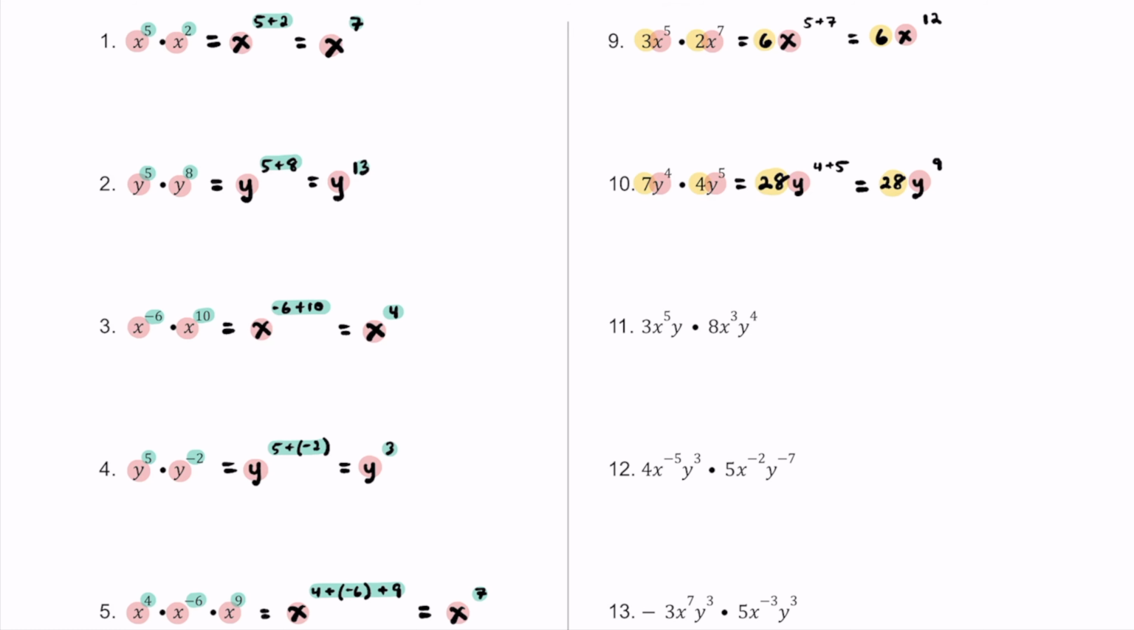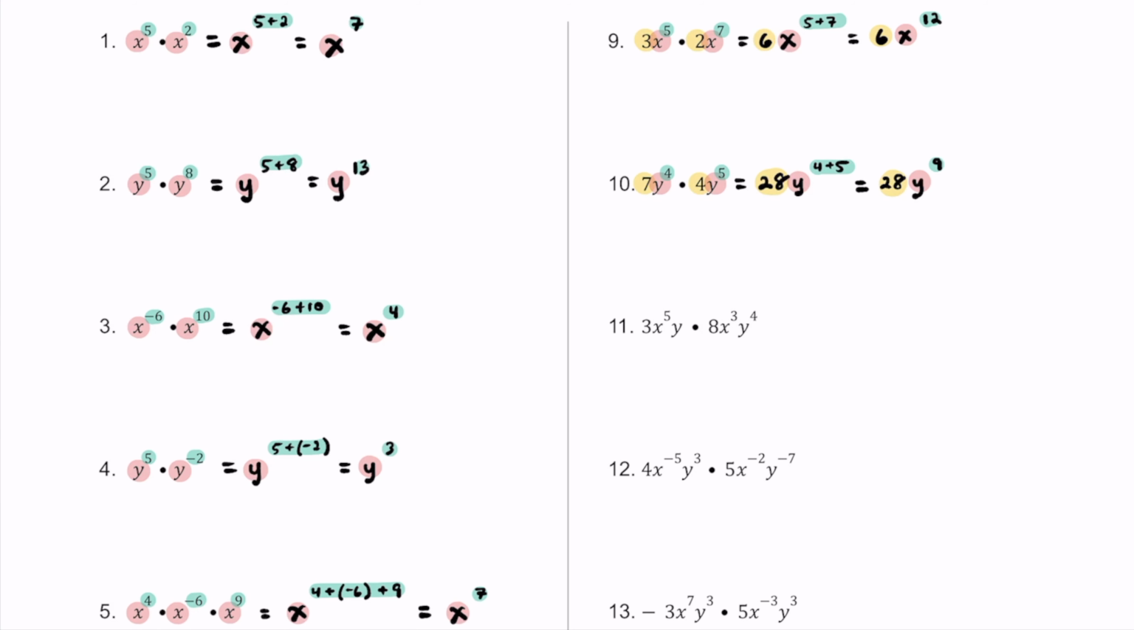So in number 9, when we multiplied those coefficients together, we got 6. And then when we added this 5 plus 7 together, we got this exponent of 12. And in number 10, that 7 times 4 got us our coefficient of 28 for our expression. And then because these y's had the same bases, we could add 4 plus 5 together to get our exponent of 9. So we had y to the 9th power.